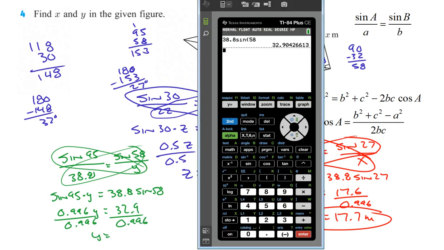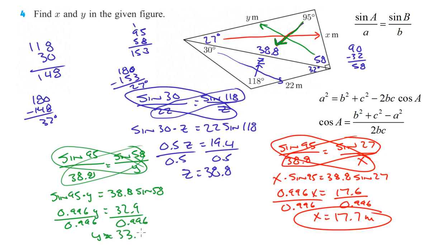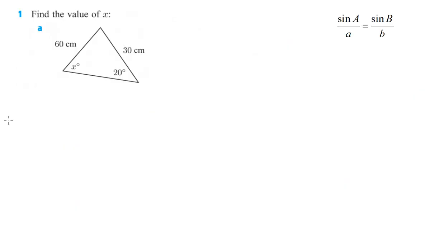And that will tell us what y is. So take that divided by 0.996. I don't have the rest of the numbers, so we'll just go with that. About 33.0 meters for that one. Okay, moving on to the second part of this assignment here.